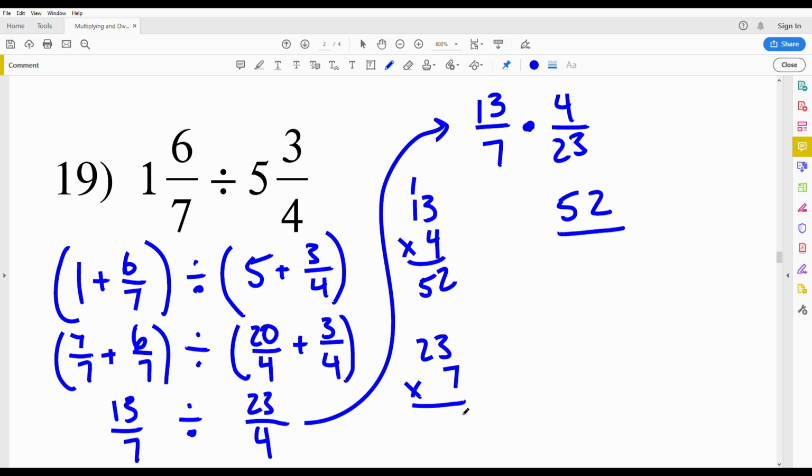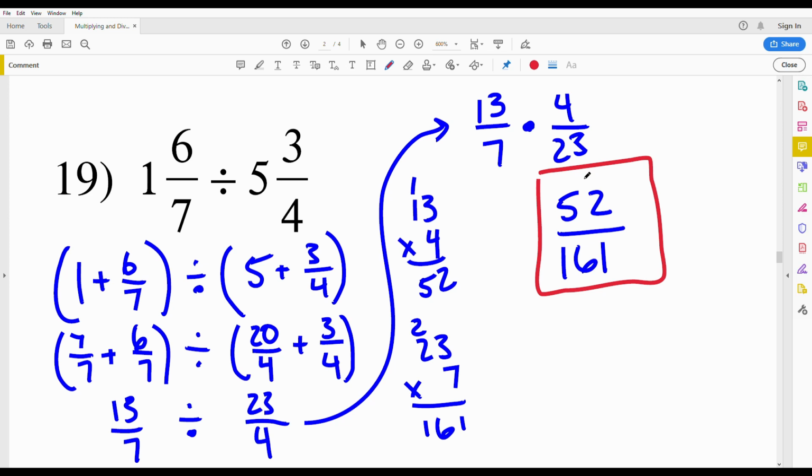3 times 7 is 21. Carry the 2. 2 times 7 is 14. Plus 2 is 16. So 52 over 161, and my answer is indeed positive. 52 over 161 is my solution in number 19.